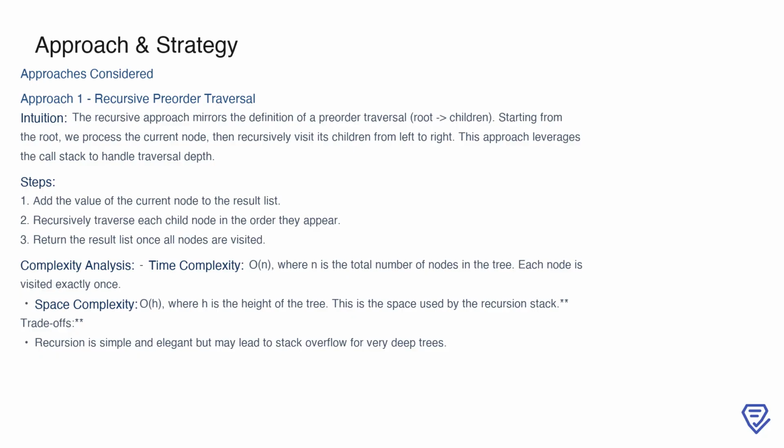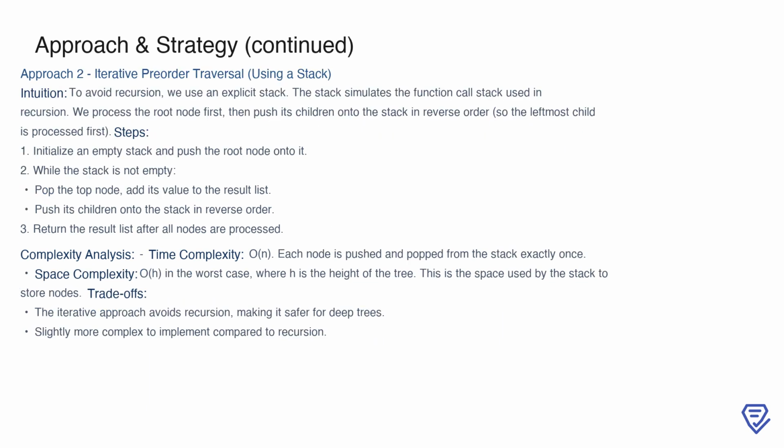This trade-off makes it less robust for handling edge cases involving extremely large or unbalanced trees. An alternative to recursion is the iterative approach using an explicit stack. This method avoids the limitations of recursion by manually simulating the function call stack. We start by initializing a stack and pushing the root node onto it.